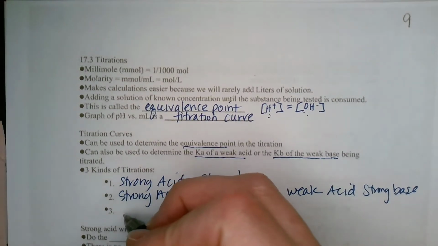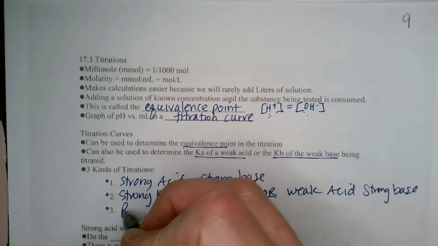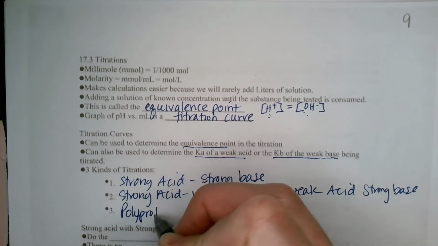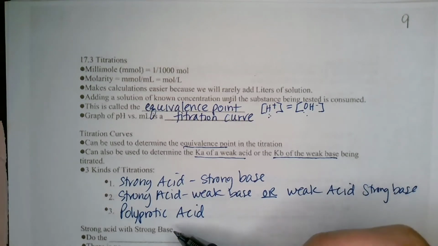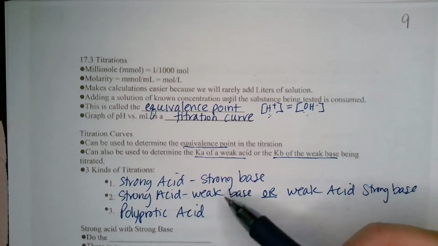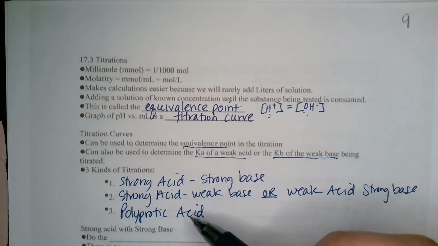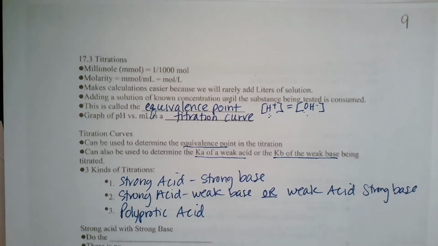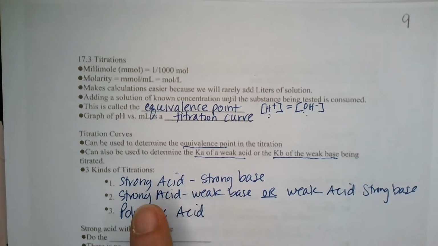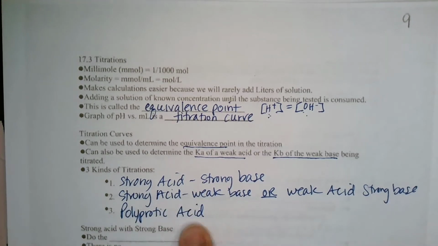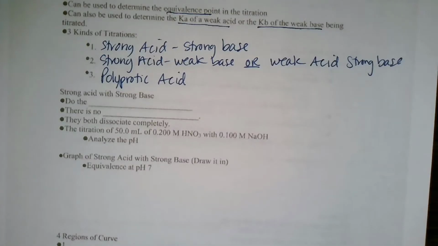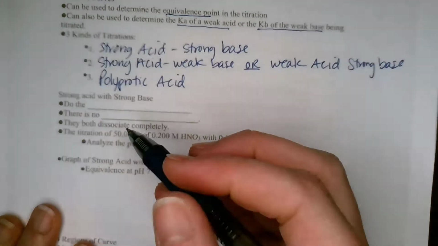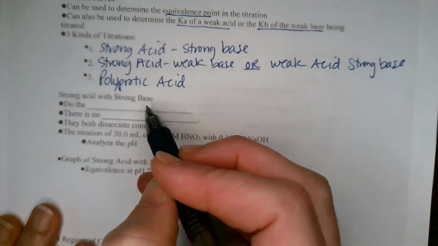And lastly, we will look at a polyprotic acid, which is unique because we will be able to see the titration curve when it loses each one of its hydrogen ions. Strong versus strong, weak versus strong, and polyprotic acids all have different looks to their titration curves. The first one that we're looking at is strong acid and strong base.